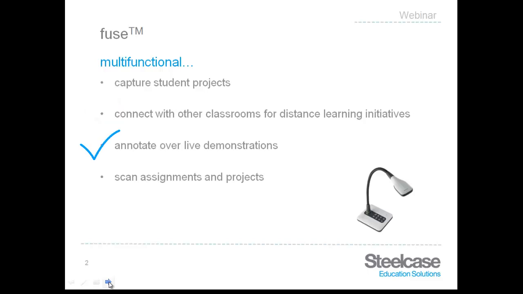Another way that you could utilize the Fuse Digital Visualizer is to annotate over live demonstrations. So you'll be able to capture any paper documents or resources that you use in your classroom and annotate on top of those. Another way that you can use the Fuse Digital Visualizer is to scan in assignments and projects. So you no longer have to go to a scanner to capture a paper document and transmit it or change it into a digital format. You can do that with the Fuse camera.